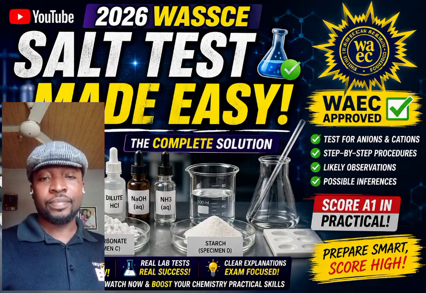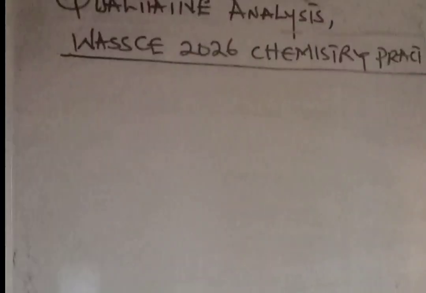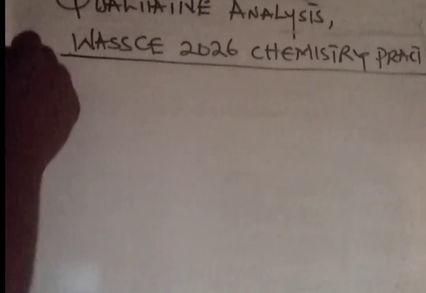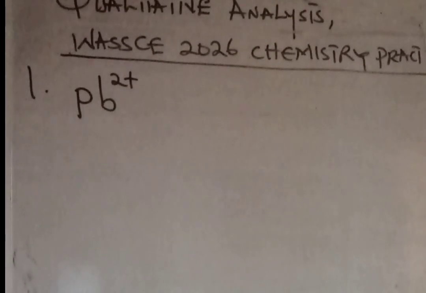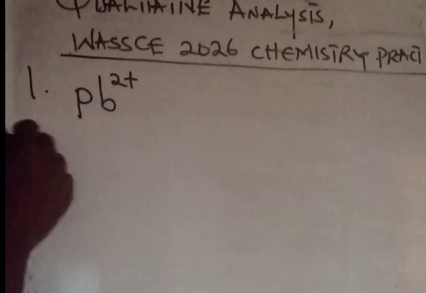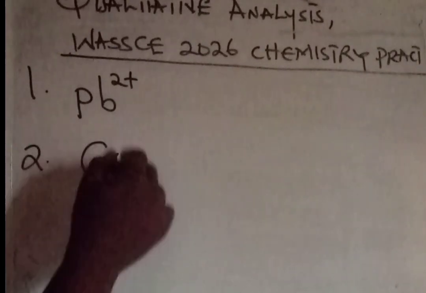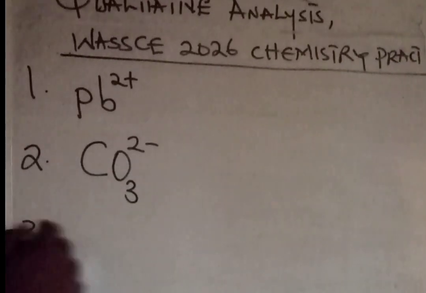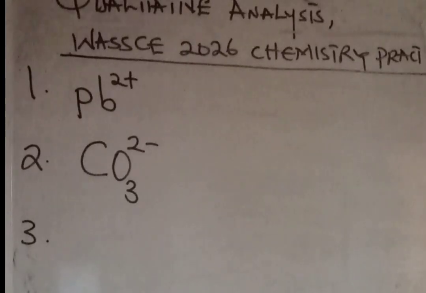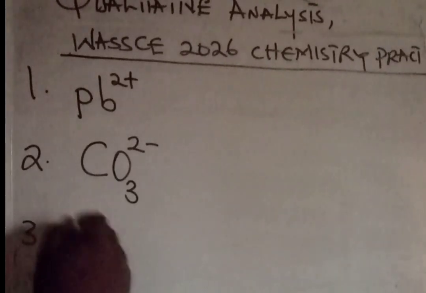So let us go to the board and demystify the process. Let's look at the 3 major constituents we are going to be testing for in this salt mixture. The first one is lead-2 ion. Based on the chemical samples provided, the cation that we are going to be testing for is lead-2 ion. Then the anion we are going to be testing for is trioxocarbonate 4 ion. And then thirdly, the compound that we're going to be testing for is starch.